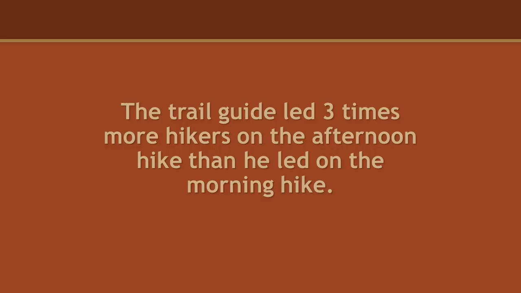So let's take a look at another one. The trail guide led 3 times more hikers on the afternoon hike than he led on the morning hike. So again, we do not know our number of hikers, but we do know that in the afternoon, the guide led 3 times more of the hikers than he did in the morning. So we would put the 3 first, times h. Okay, h is our variable that is still representing hikers. So we know that in the afternoon, we are going to multiply 3 times the number of hikers, and that's how many hikers he had on the hike that he guided in the afternoon.